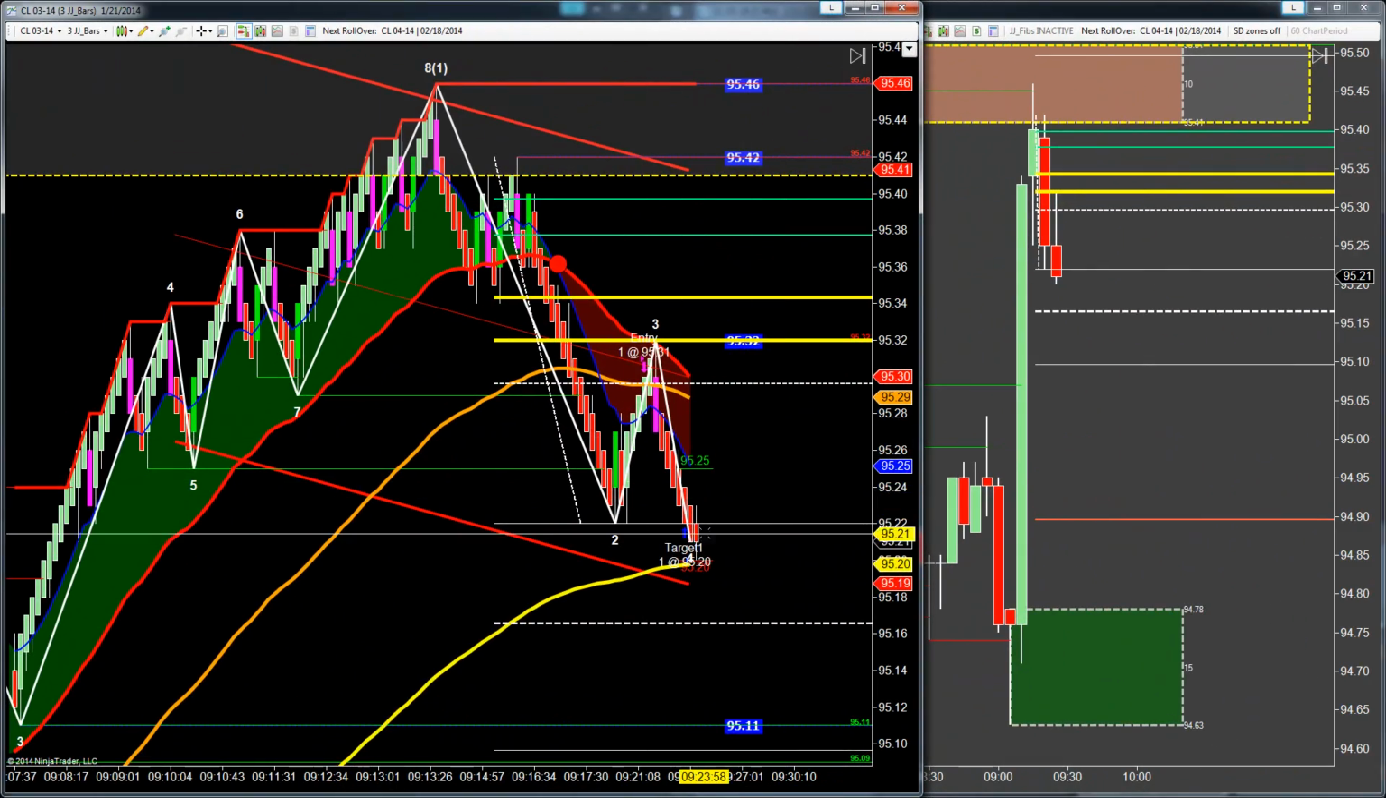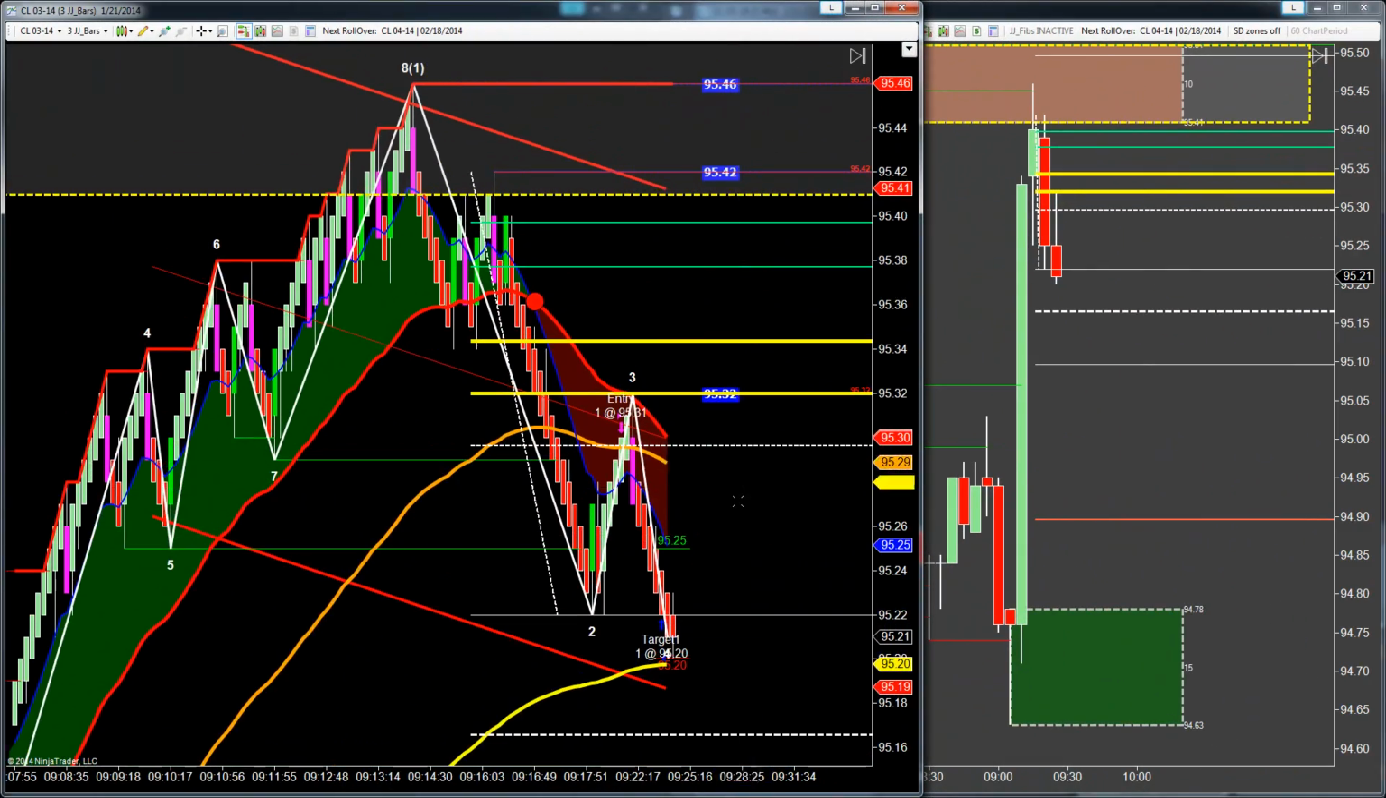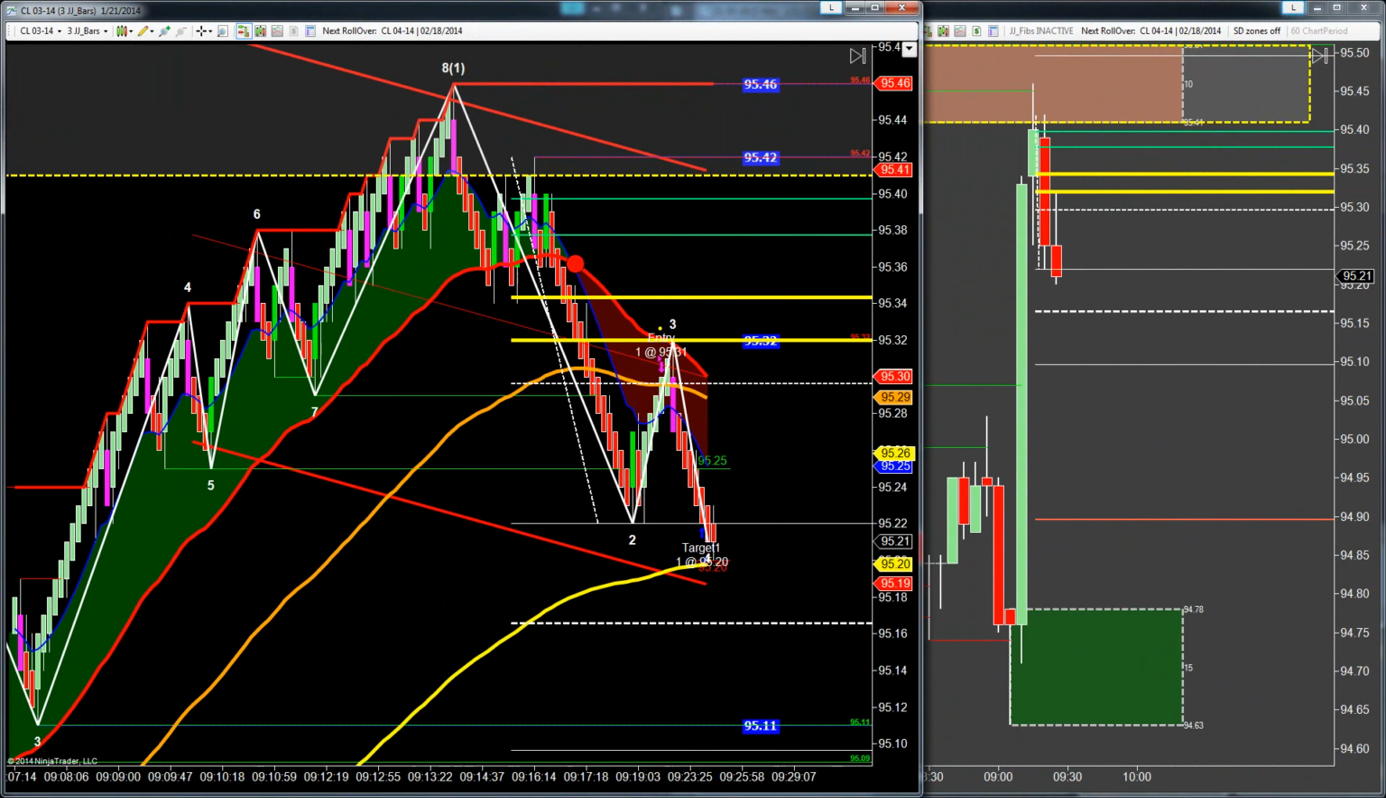Perfect. Okay, so we just came down, barely even needed to pause the video really, but we came down, filled our target, no problem. Now we're right on top of that BMT, and this is where it's going to get kind of ugly. We're probably going to chop around in this area. If we do end up breaking through, it's probably not going to be for a little bit.